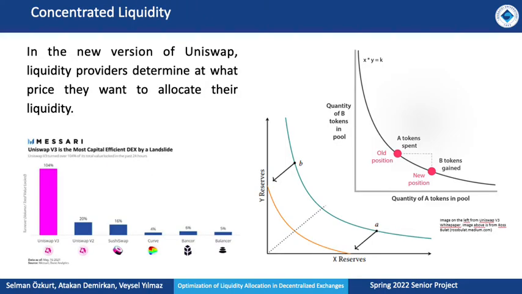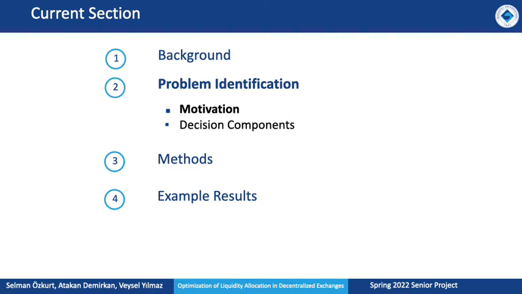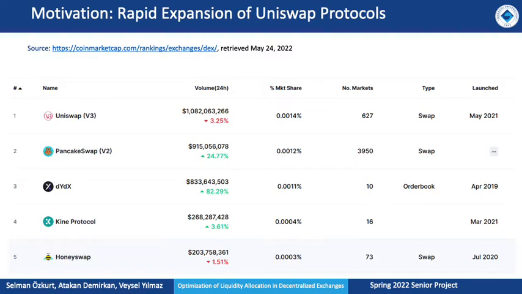Liquidity providers now have an option to choose a price range in which their assets will be swapped, effectively leveraging their liquidity. Decentralized exchange protocols are fairly new and their trading volume matches many established markets. This is particularly the case for Uniswap v3 protocol.